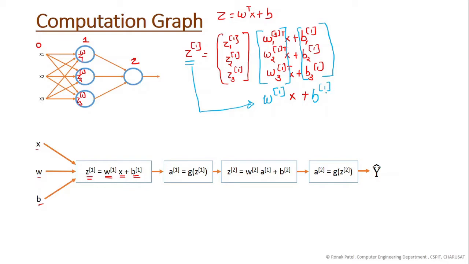So your Z1 is what? Z1 is this, W1 X plus B1. What is W1? W1 is W11, W21, W31, that vector. What is B1? It's B11, B21, B31. X will remain as it is.